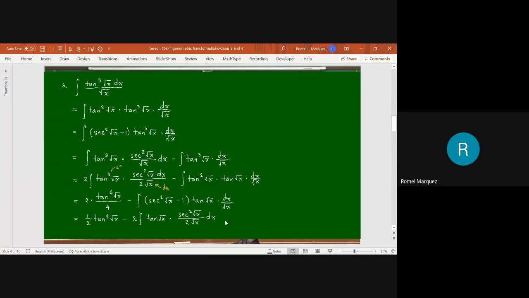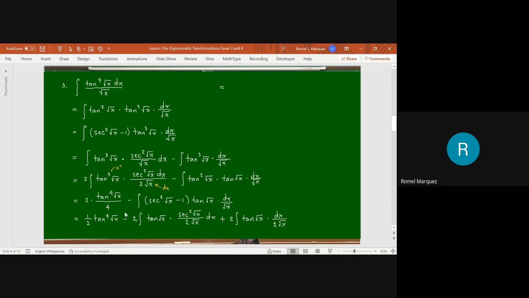Okay, guys? Minus, minus, plus. So, integral of tangent square root of x times dx over square root of x. If my u here in tangent is square root of x, my du is 1 over 2 square root of x dx. So I have to put 2 balanced by 2 outside. Get that, guys?